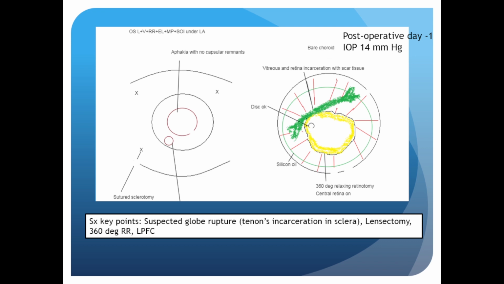Yeah. In this case, it was not attaching. Even after putting LPFC, there were fixed folds inferiorly already forming. So that's why we had to do a 360 RR. Any other thing which has been described for such posterior vitreoretinal incarceration?